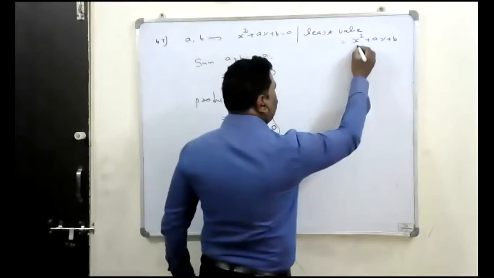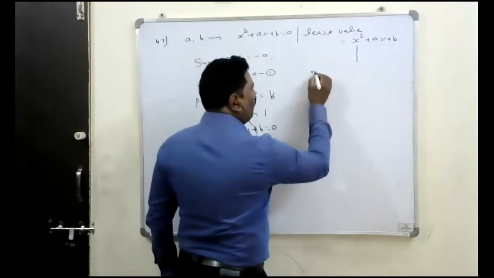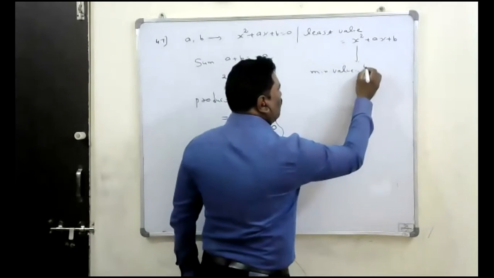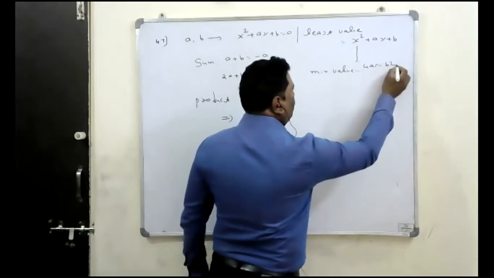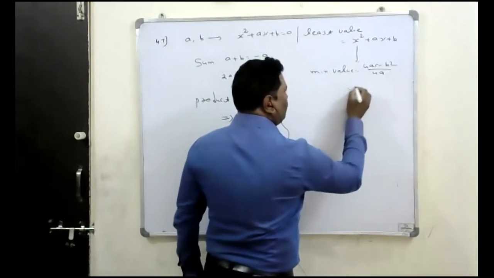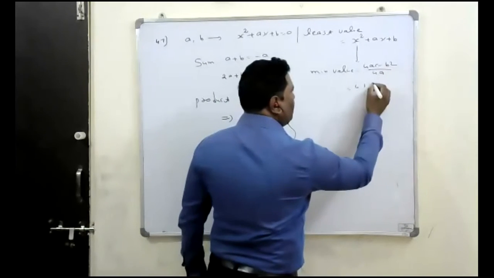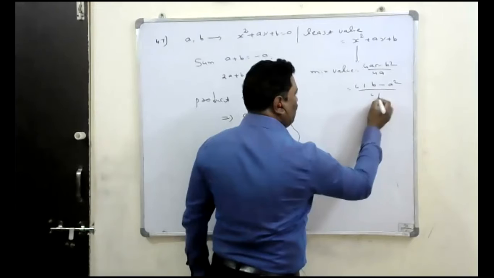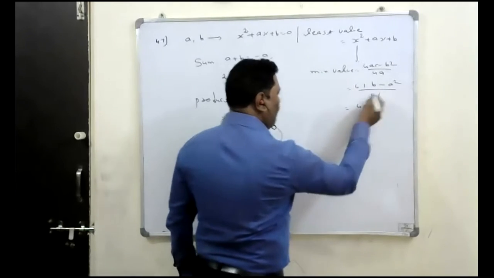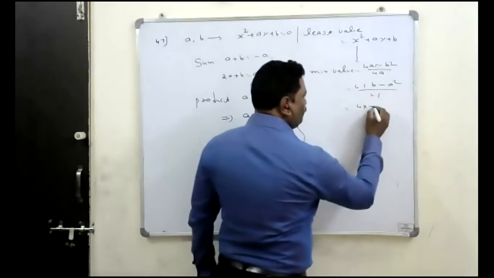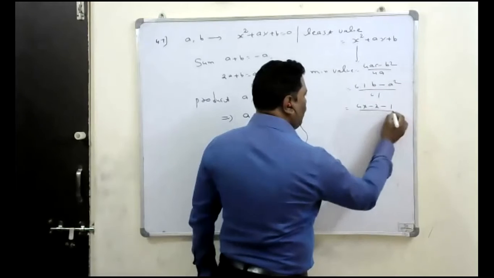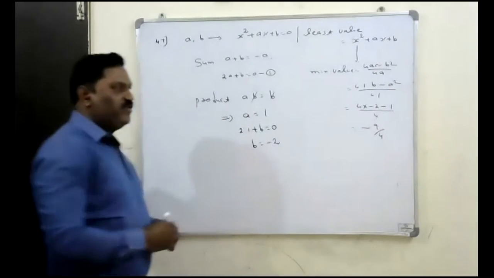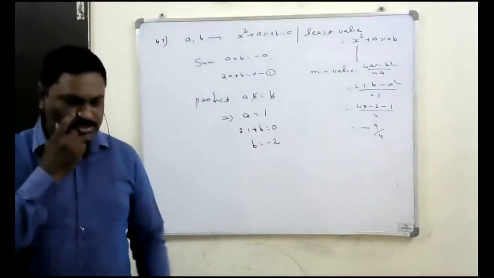Now I want to find the least value of this expression. What is the formula for the minimum value? 4ac minus b square by 4a. So that is 4 into a means 1, c means b, minus b square means a square, by 4 into a means 1. So 4 into, here b value we got minus 2, minus a square means 1, by 4, which is how much? Minus 9 by 4. That is the least value of that expression.